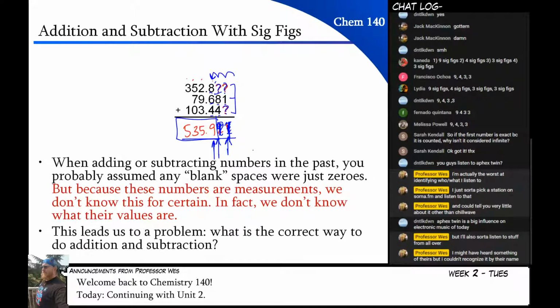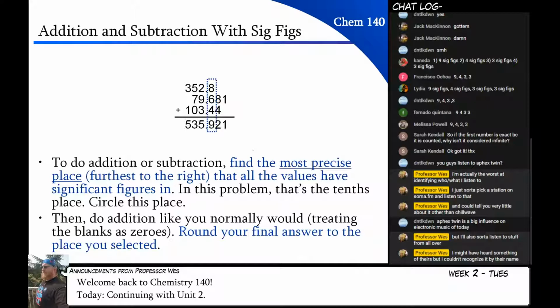So on the next slide, it goes through that again. Here are my question marks. These are question marks because I have question marks in those columns. But this is the first position in which I have a sig fig in all spaces. You're going to start all the way from the right and work your way to the left. And the first one you hit is where you keep your numbers.